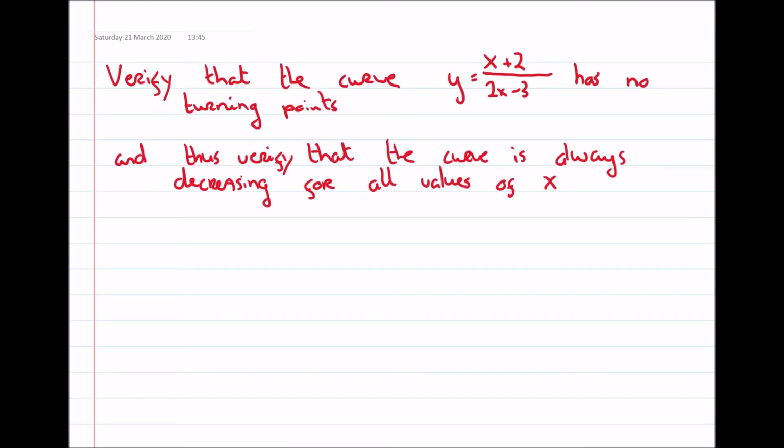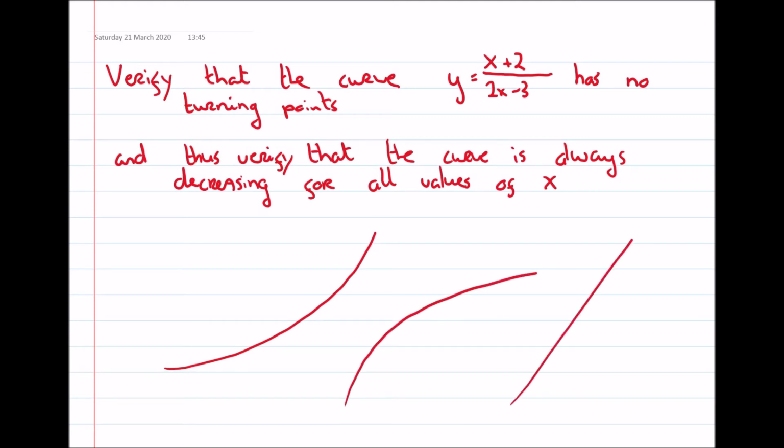Okay, so another question here. Verify that the curve y equals (x + 2) over (2x − 3) has no turning point. So if it has no turning point, it's going to look something like maybe this, or something like this, or something like this. Right? So no turning point.